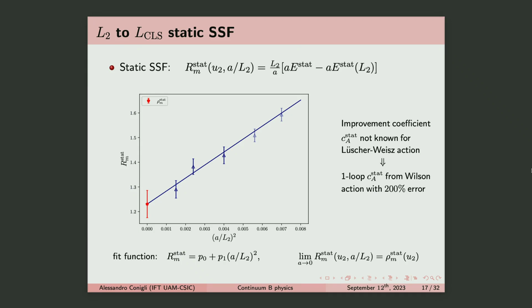Something that I want to mention is that in this computation, we require the improvement coefficient CA stat, but unfortunately, this is not known for the Lüscher-Weisz action, and therefore, at the moment, we are using the one-loop computation of CA stat from the Wilson gauge action with 200% error in order to be conservative.